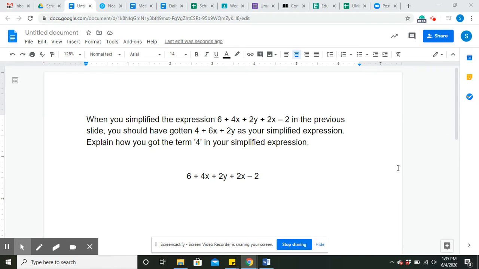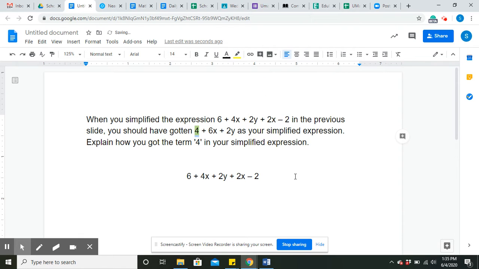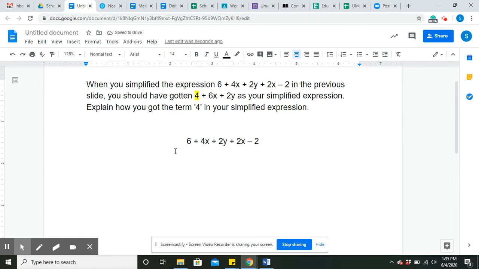Okay, so when you simplify the expression 6 plus 4x plus 2y plus 2x minus 2 in the previous slide, hopefully you ended up with the simplified expression 4 plus 6x plus 2y. The question is, how did you end up with this term 4 in your simplified expression? So what we're going to do is go through and think about what our steps would be for combining terms.